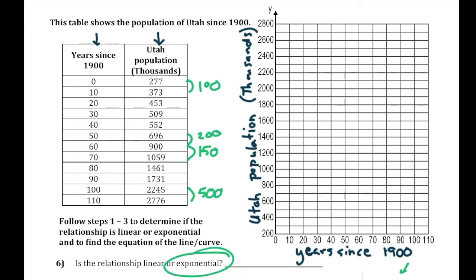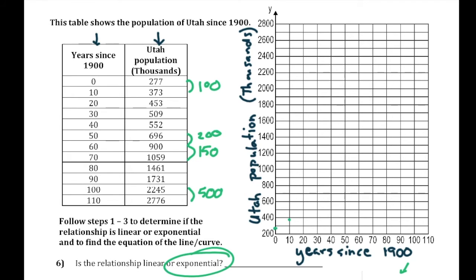Now that we have the labels on our coordinate plane, or the graph, we're going to go ahead and plot the points. So the first one is 0, 277. So I'm going to go over to 0 and up to 277. So about here. Next one was 10, 373. So I go over to 10 on the x-axis and I go up to 373. You do your best because it's not perfect.